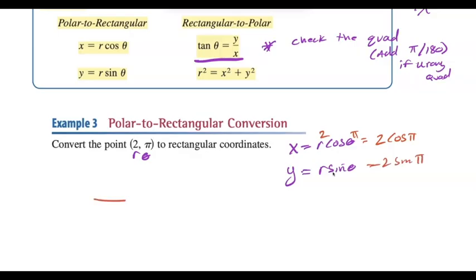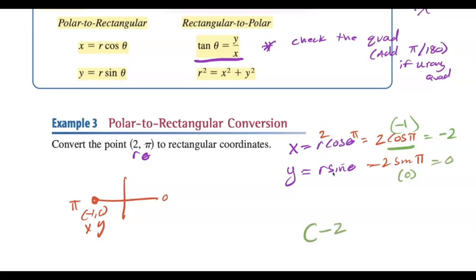Let's figure out what pi is. Here's 0, here's pi. It's on the unit circle. So that's negative 1, 0, x and y. Cosine is x, so that's negative 1. I get negative 2. And sine is y, so 0, I get 0. So this is the same point as negative 2 and 0.